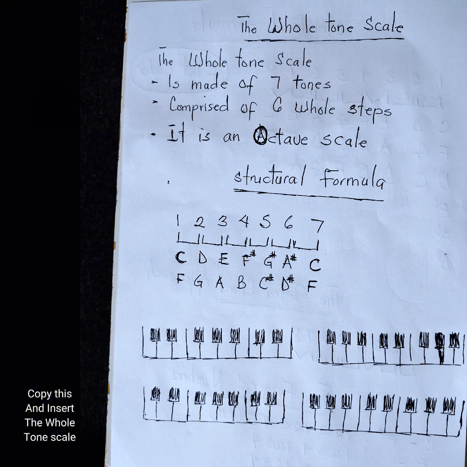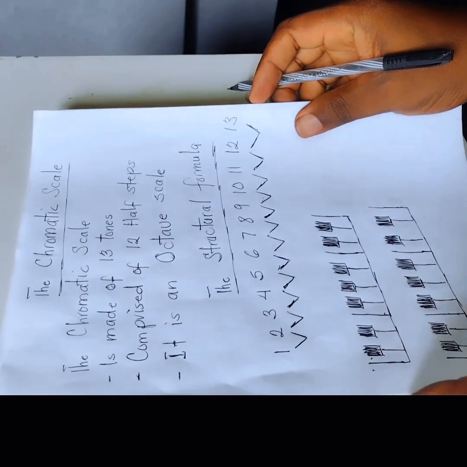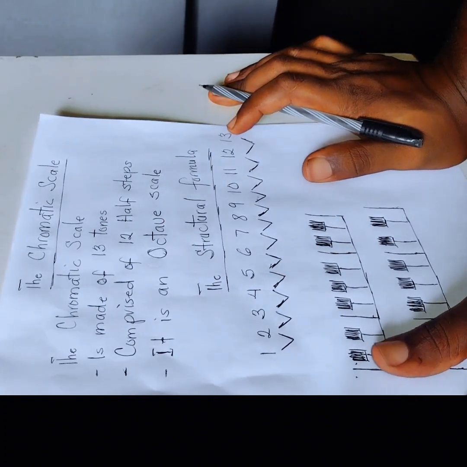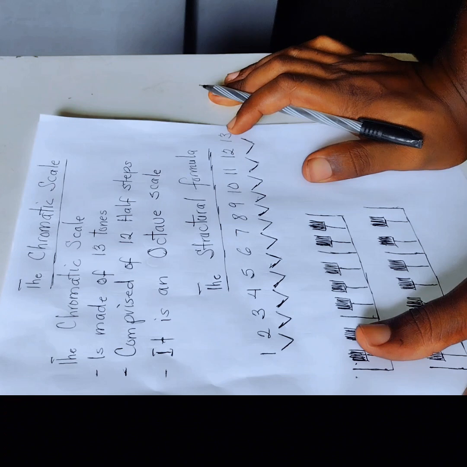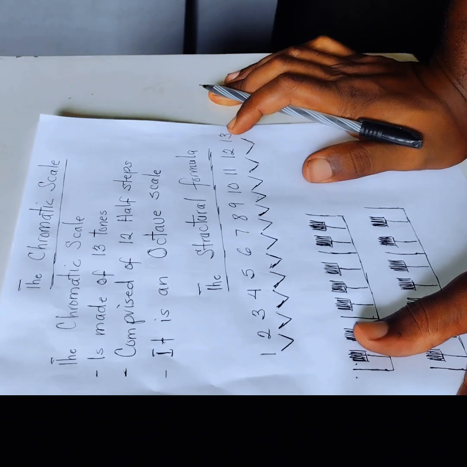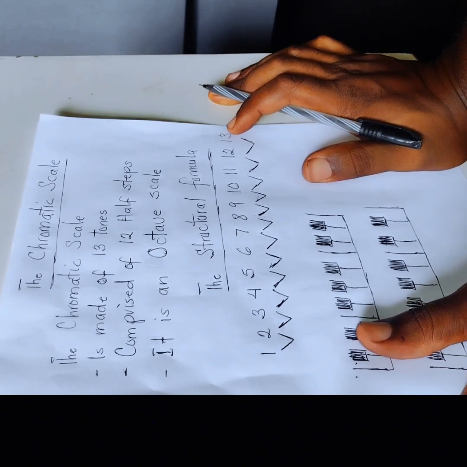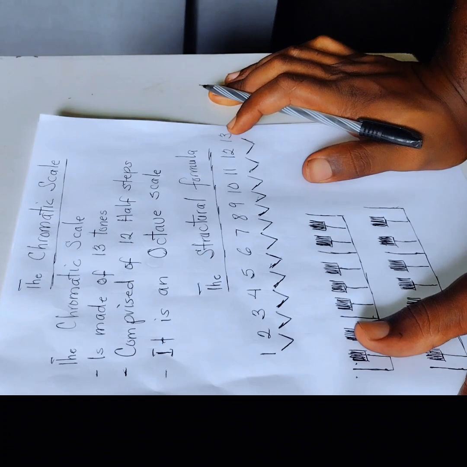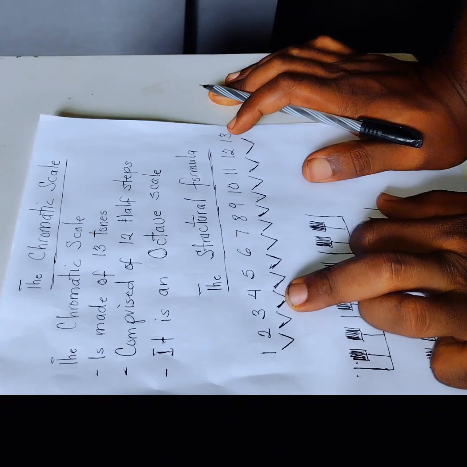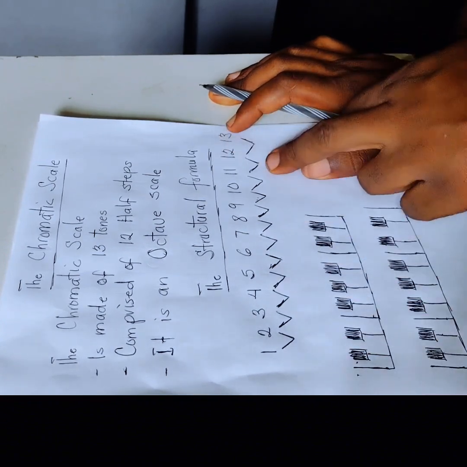Copy this and insert the whole tone scale. Now, the chromatic scale is made of 13 tones comprised of 12 half steps. It is an octave scale. The same octave definition applies: you start from C and end on C, start from D and end on D, start from G and end on G. This is the structural formula for the chromatic scale: 13 tones and 12 half steps.